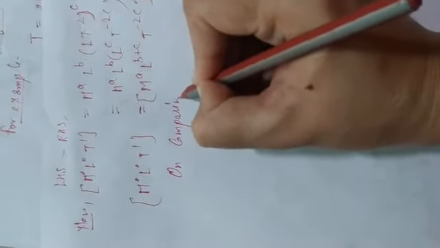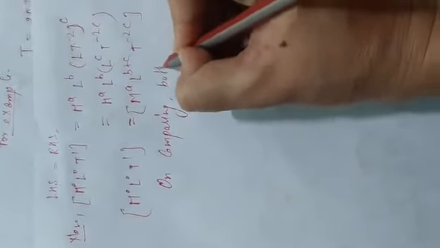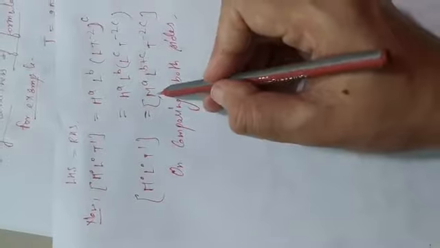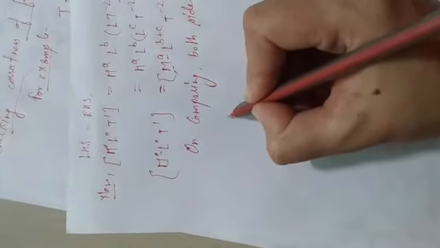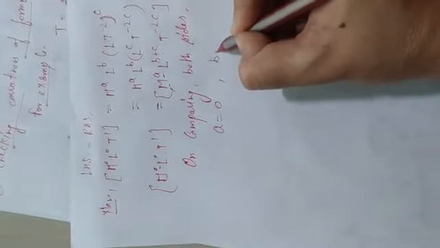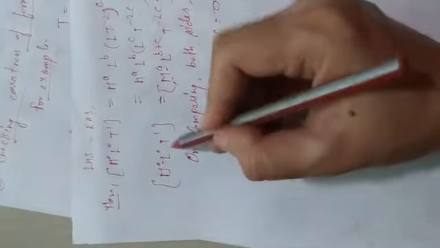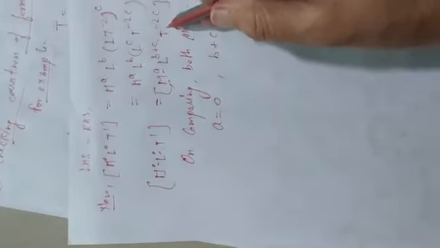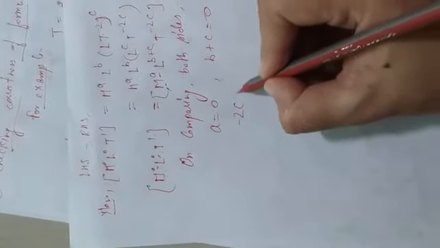Now on comparing both sides, for M the power is the same, so we can write a equal to 0. Next, for L, here L^0 and here L raised to power b plus c. For the same base, power b plus c equal to 0. Now next for T, raised to power minus 2c, and here T raised to power minus 1, then we can write minus 2c equal to minus 1.